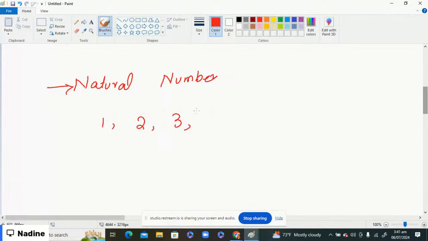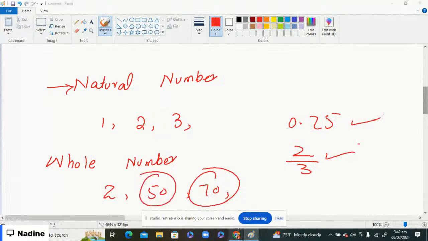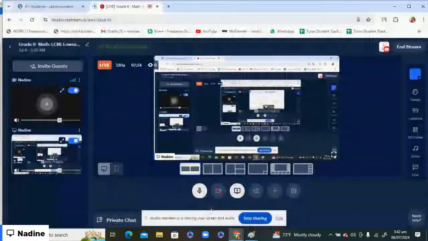Okay, now the whole number. What is basically the meaning of whole number? A whole number is, for example, a number in the form of 2, 50, 70, not in the form of 0 point something, like 0.25. Okay, this is a whole number, the total complete full number. Now let's just do some lessons.